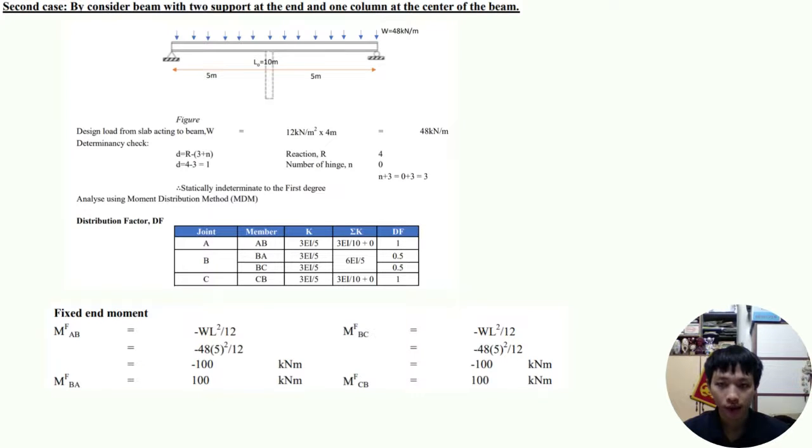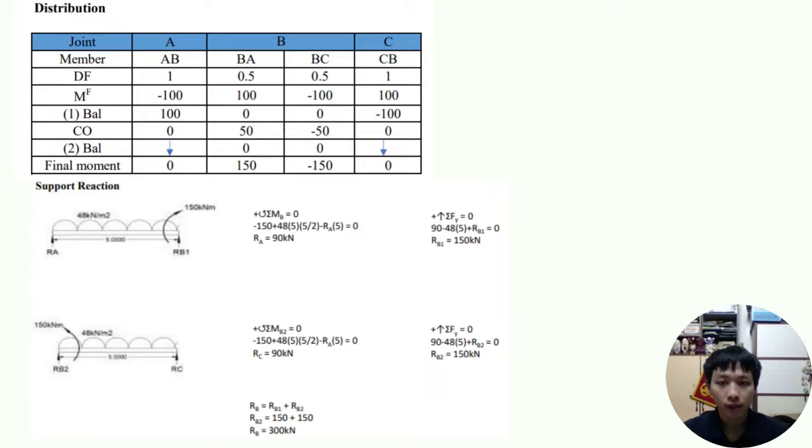Firstly, we calculate the distribution factor and the fixed end moment based on the case. Next, we use the table to distribute the moment. Since our beam is supported by pin supports at the ends, the moment will be 0, and at the middle it will be 150 kNm based on the calculation. Next, we proceed to the calculation of support reactions. For the supports, RA is equal to 90 kN, RB 300 kN, and RC 90 kN.